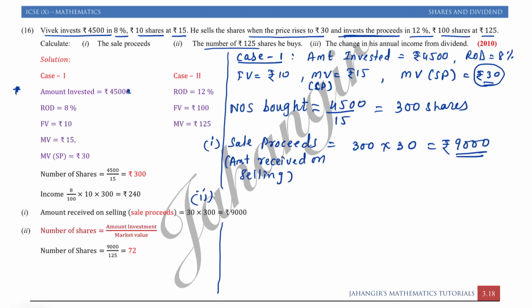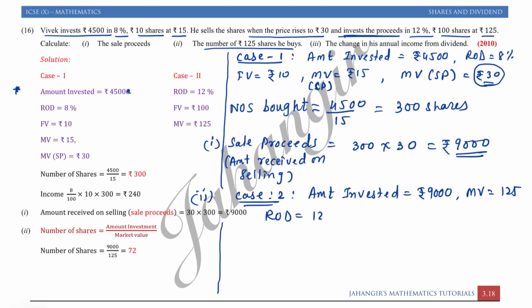In the second part, we find the number of shares of rupees 125 he buys. So first we will write all the information of case 2. In case 2, he invested the proceeds. So this 9000 is the amount invested in the second case. So the amount invested becomes rupees 9000, whose market value is rupees 125, ROD is 12%, then face value is rupees 100.